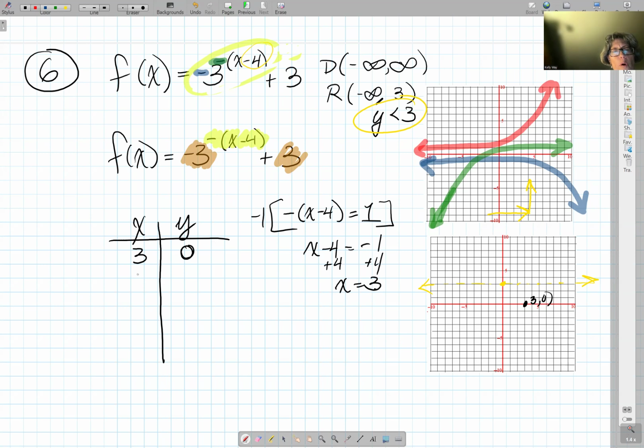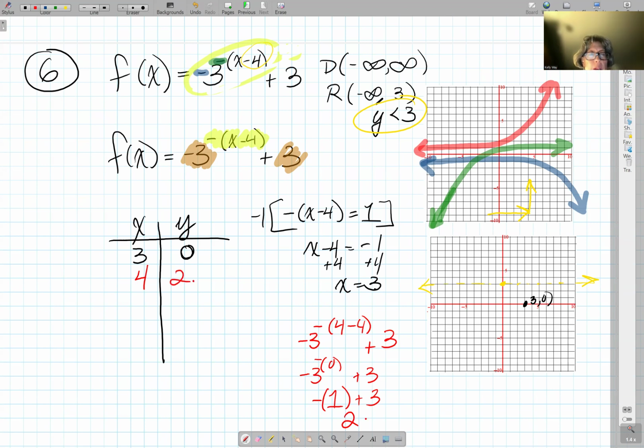So I'm going to put a 4. And so this is going to be -3, negative 4 minus 4 plus 3. You just kind of keep working it down. It's -3, negative, technically that's 0, plus 3. And of course, anything to 0 is 1. But that's going to be negative in front of it because it's parentheses, plus 3. So the answer is 2. So there's that one. So at 4, we're going to be at 2.